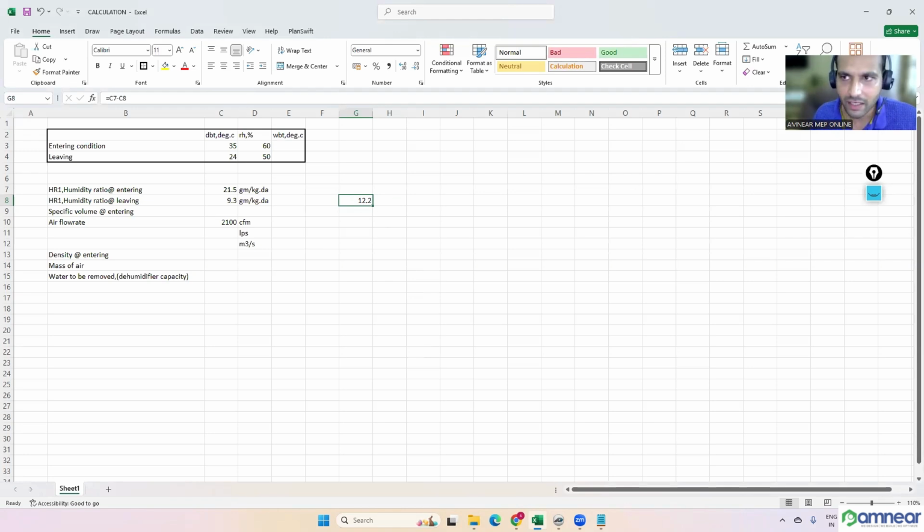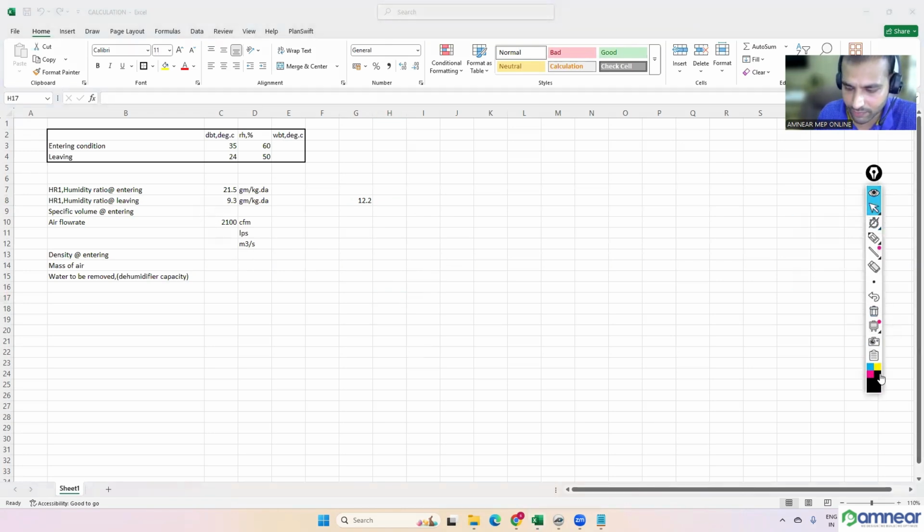We know this equation: density is equal to mass by volume, correct? Density of air is equal to mass divided by volume. If you know the mass of air, then we can multiply that value with this one, that 21.5 minus 9.3, and then we can find the water to be removed, correct? We know the airflow rate in CFM. Mass is equal to density into volume.